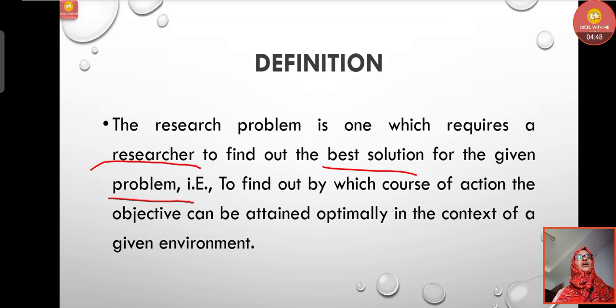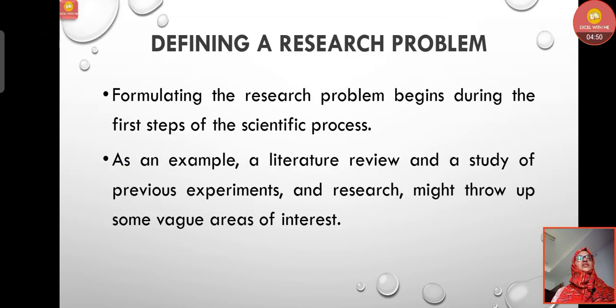So, defining a research problem. Formulating the research problem begins during the first steps of the scientific process. As an example, a literature review and a study of previous experiments and research might throw up some vague areas of interest. Suppose I take any particular problem. I will not understand how to frame the things or everything.